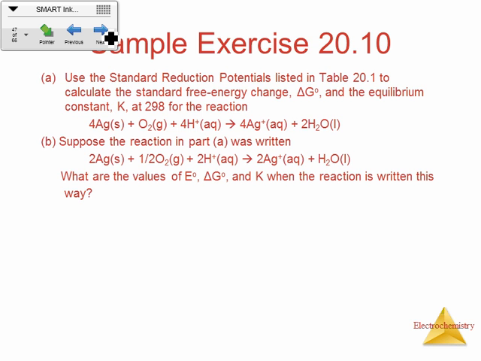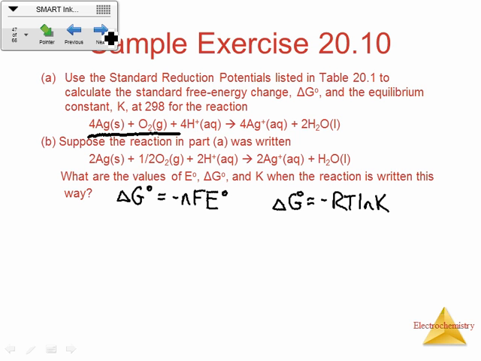Okay, so now we're going to actually use the two formulas we have here. Delta G0 is equal to negative nFE0, because again, we're doing the standard free energy change. And we might also have to use delta G equals negative RT ln K. So those are the two equations we'll probably need for this one. The other thing we're going to need to figure out is our E0 for this reaction, so we can plug that into the equation and solve for delta G.